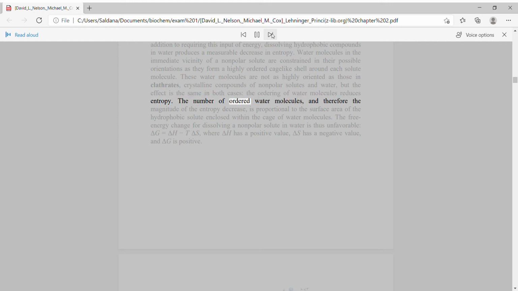The number of ordered water molecules, and therefore the magnitude of the entropy decrease, is proportional to the surface area of the hydrophobic solute enclosed within the cage of water molecules. The free energy change for dissolving a nonpolar solute in water is thus unfavorable. ΔG = ΔH - TΔS, where ΔH has a positive value, ΔS has a negative value, and ΔG is positive.